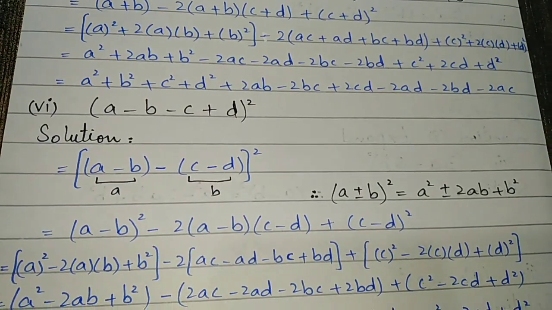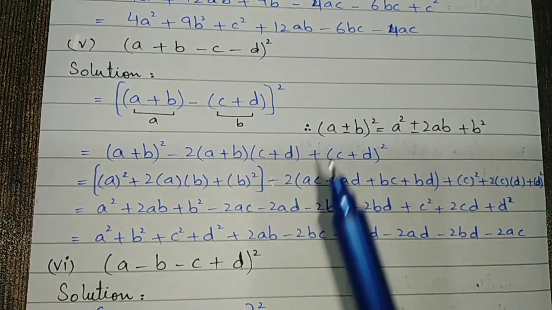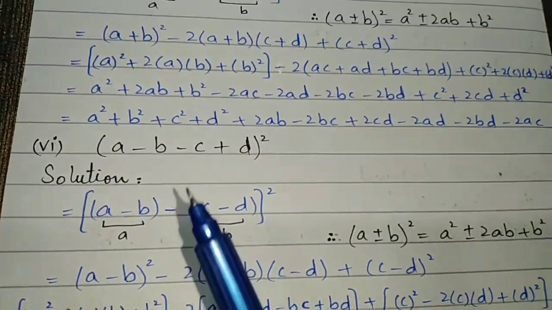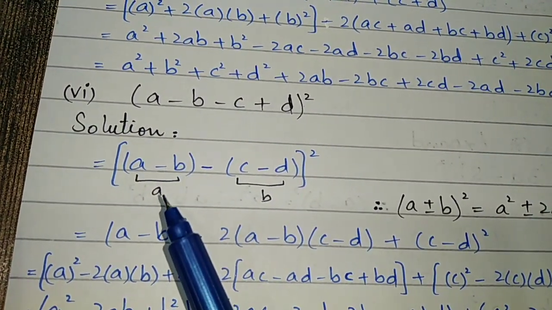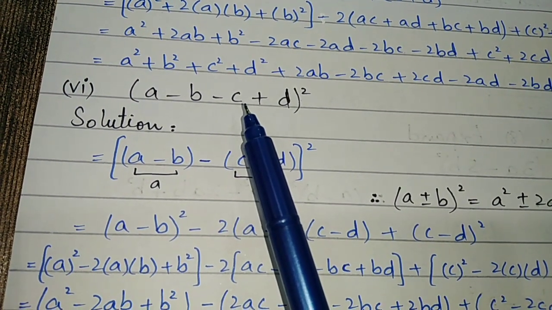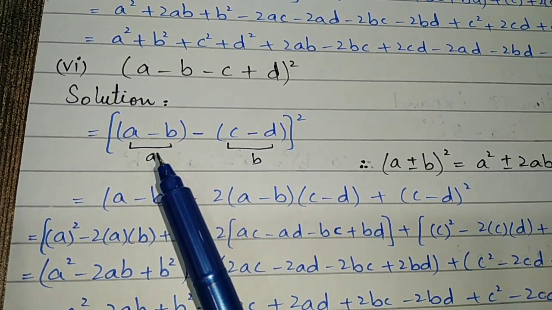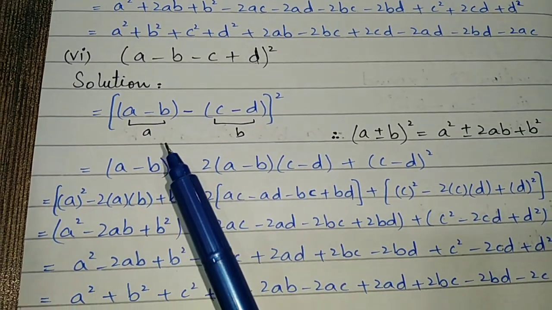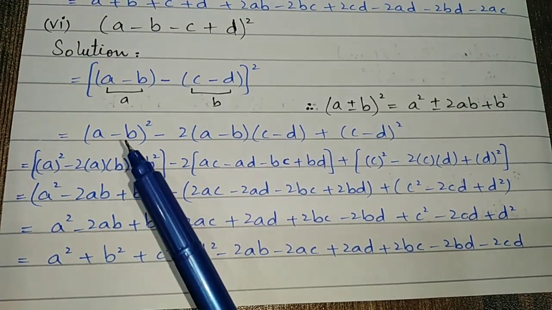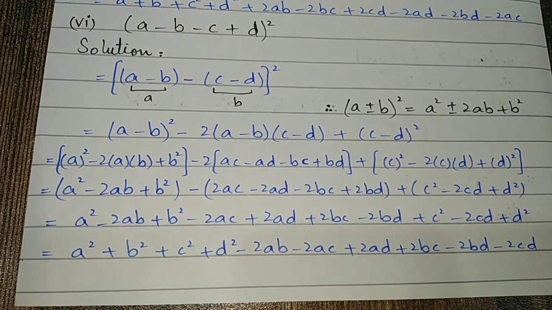So part number 6 is a − b − c + d. This is the same as part number 5. So you have to convert it into two terms, that is a − b considered as the first term, that is a. We have to take the minus sign as common and the remaining terms in the bracket are c − d. So simply you have to apply the formula of (a − b)² and then apply the first identity to open the squares of the first and the last terms and you will get your answer.